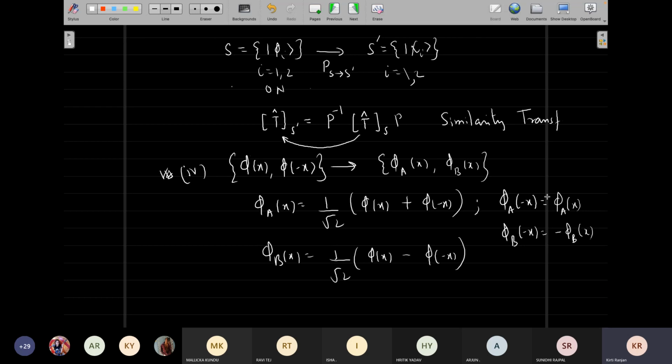So all I have done is that, instead of writing it in terms of the generic functions basis, S, I just took it to S prime, which is made out of the even and odd functions. Now can I write my transformation matrix P for this? I have normalized it.